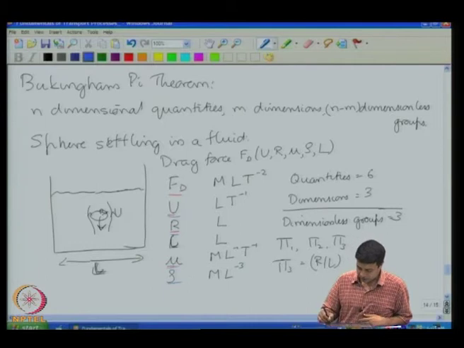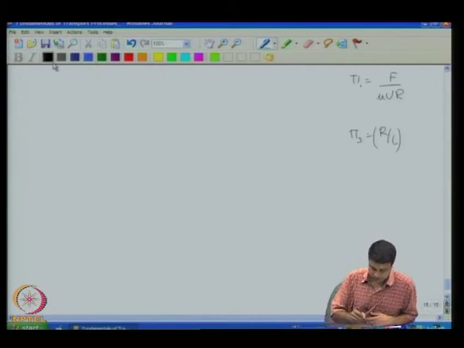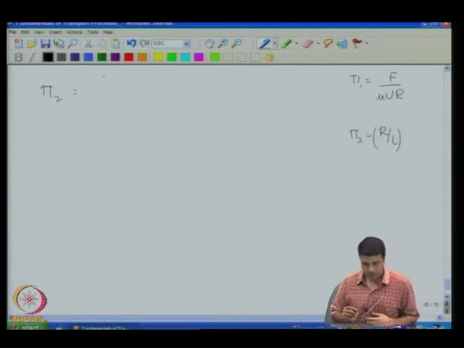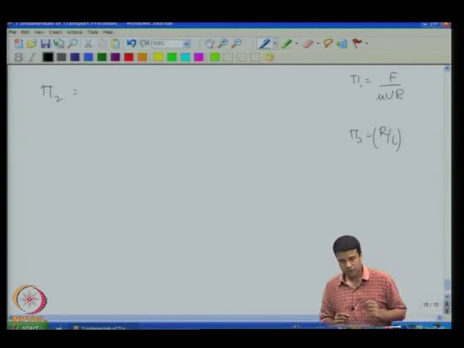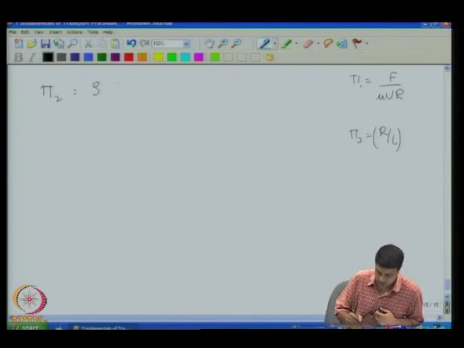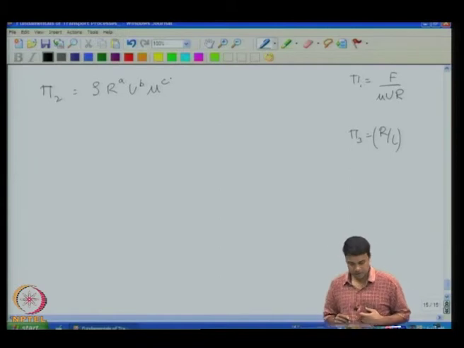So, the second dimensionless group has to have the form pi 2 is equal to, as I said, you can put the dimension of any one quantity as 1 without loss of generality. So, I will put the dimension of rho as 1, r power a, u power b times viscosity power c, and this is dimensionless.